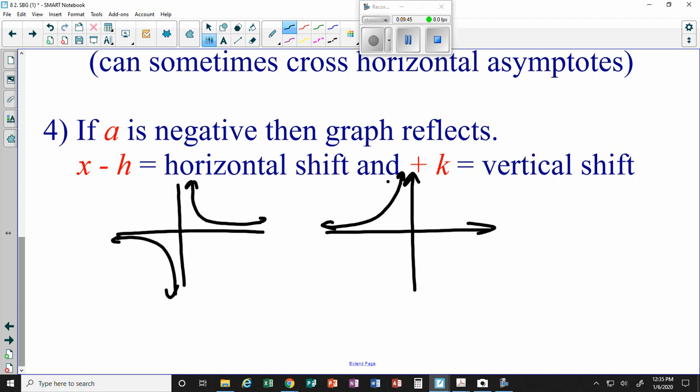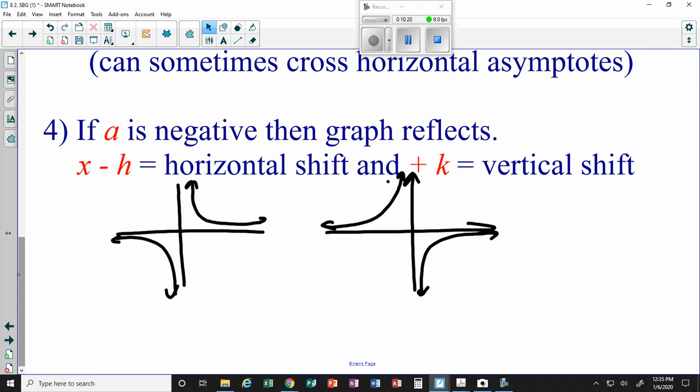So the one that's in the bottom left flips up to the top left. The one that was in the top right goes to the bottom. So if a is negative, it's going to have that kind of general pattern. Now, it could be shifted down, left, right, but that's what's going to happen. Like I said, x minus h, you look at that for your horizontal shift, left to right. The k tells me my vertical shift. Okay? What questions do we have on that?